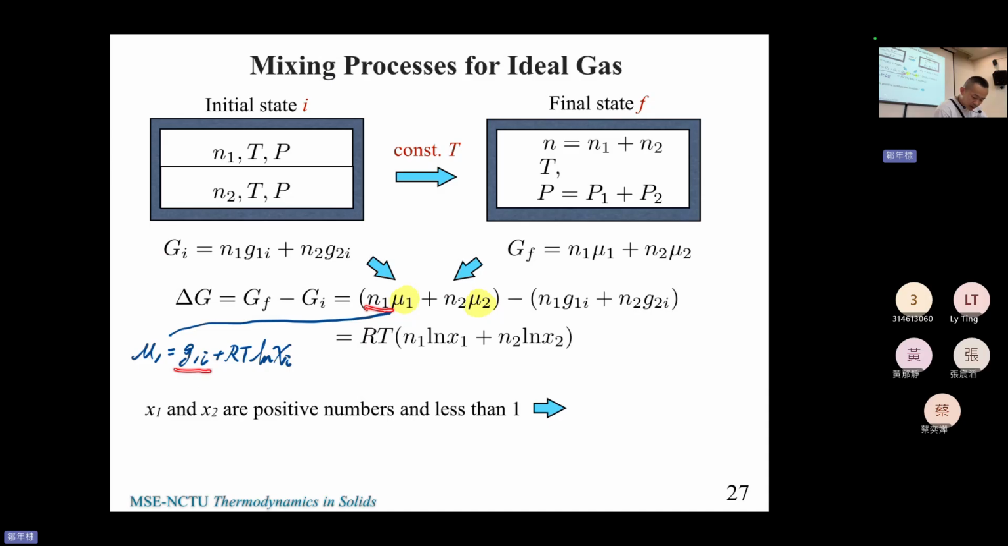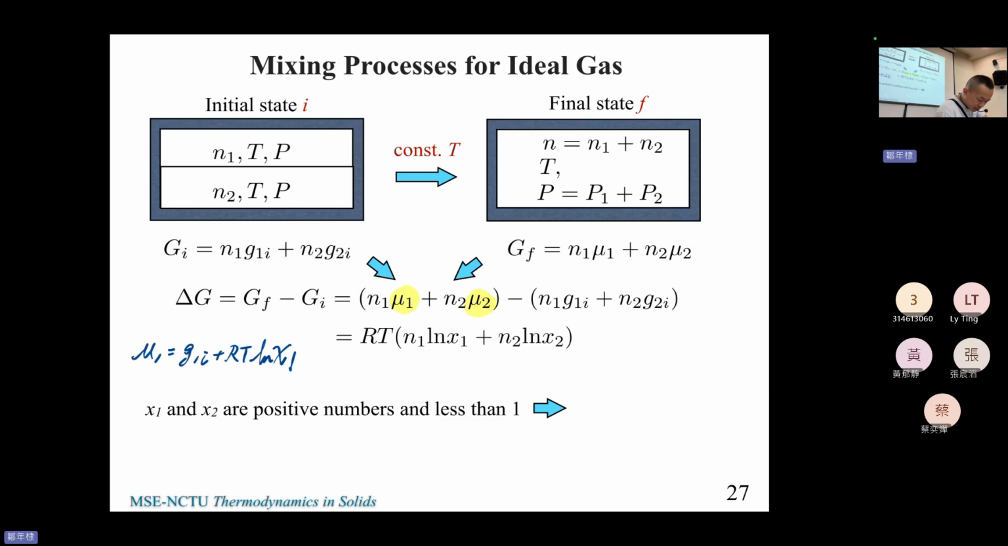N1 G1I and N1 G1I, so you can cancel that. And N2 cancels as well. So you find the only thing left, well, it should be X1, not X1I, sorry. X1 has no X1I or X1F, because the molar fraction doesn't change.